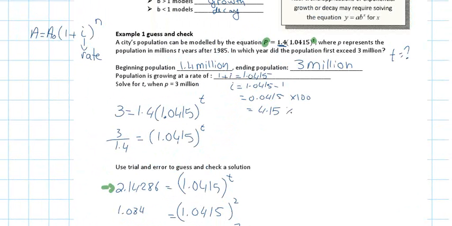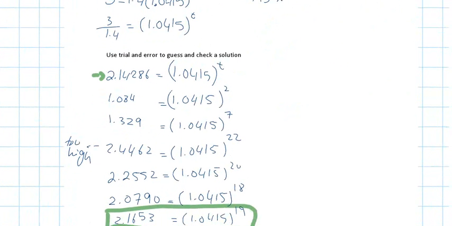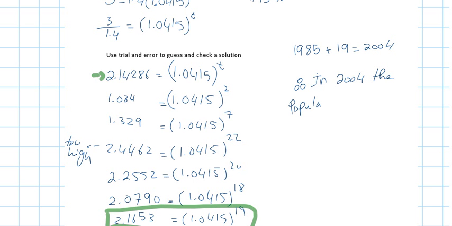So if I want to write my therefore statement, what would it be? 1985 plus 19 is what? 2004. Okay? So in 2004, the population exceeded 3 million.